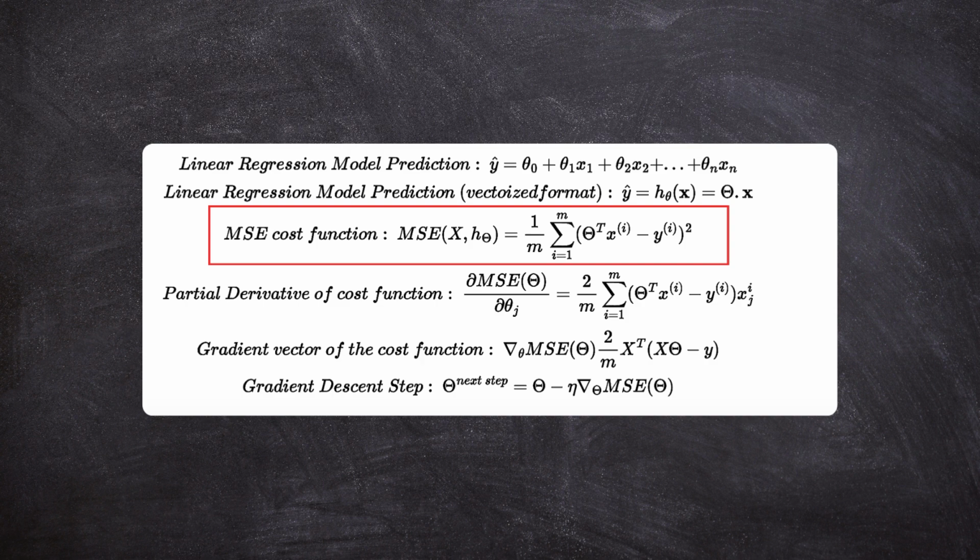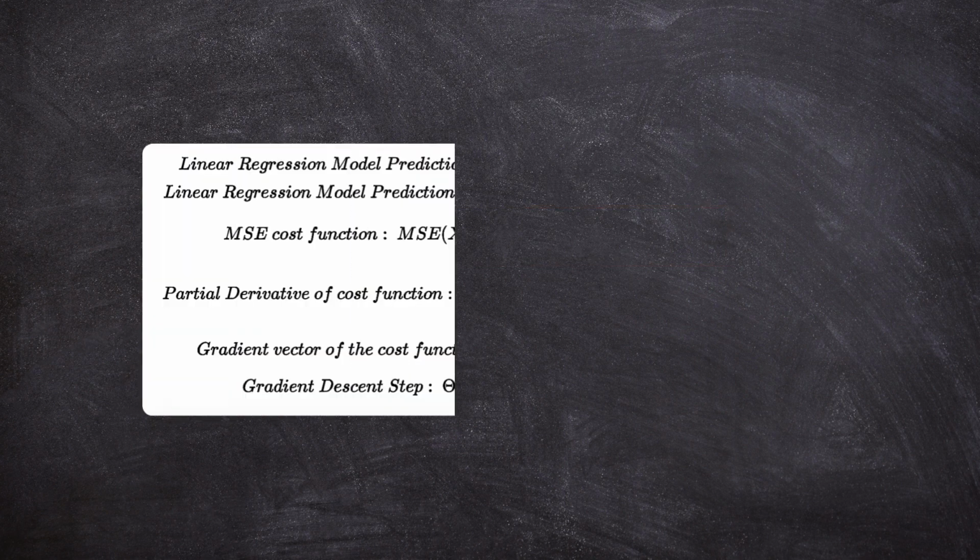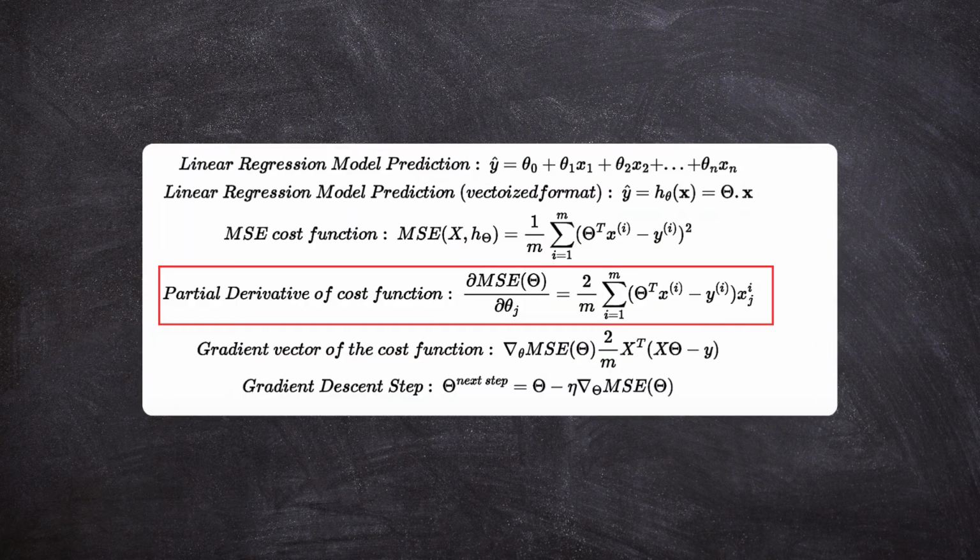To minimize the MSE, we need to calculate the gradient. Specifically, we compute the partial derivative of the MSE cost function with respect to each parameter. This tells us how to change each parameter to reduce the error. Here's the idea. We want to adjust each parameter in the direction that decreases the error. For each parameter, the derivative gives us the rate of change of the cost function with respect to that parameter.